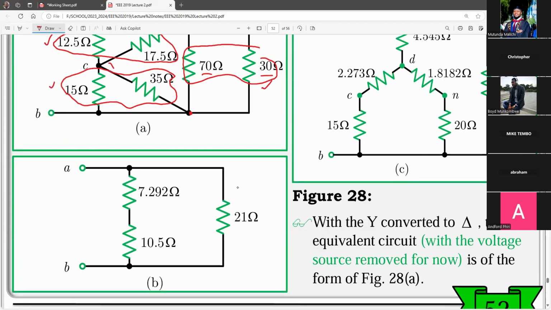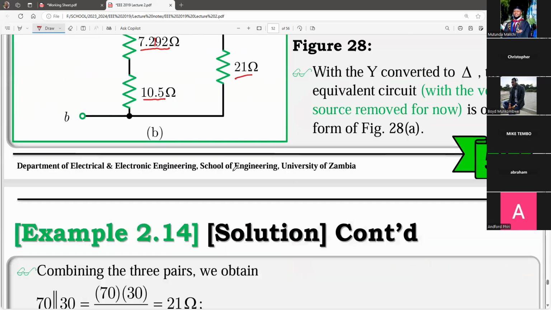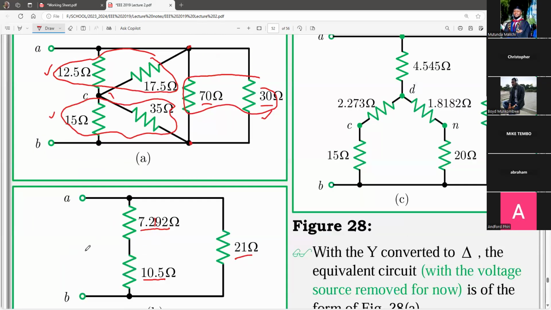So if you followed, the 15 and the 35 in parallel give you this. The 12.5 and, okay, these two are in series, you can add them. Whatever result you get, it's in parallel to the 20. And you can go ahead like that and get the RAB. Once you have RAB, then calculating the current is even much simpler now. Okay.